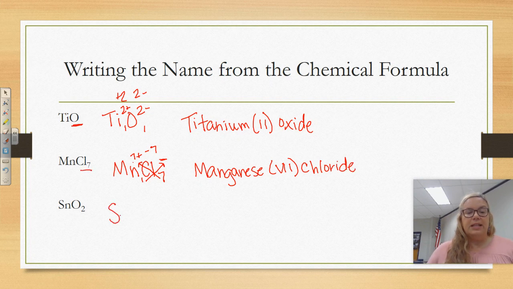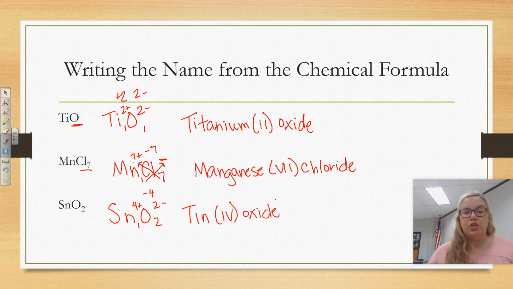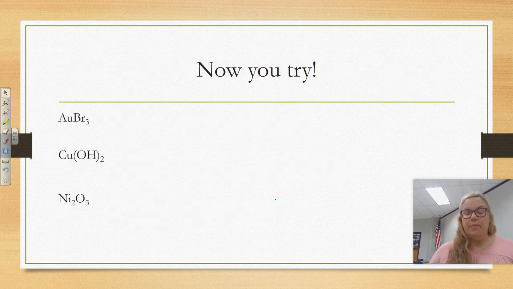Okay, the last one is tin oxide. So I know my charge on oxygen's at 2 minus, but I have 2 oxygens here. So I take 2 times a -2 and I get a -4 overall. If I have 1 tin, 1 times what's going to be a +4? Well, I'm going to have to multiply it by a +4. So then I would have tin 4 oxide. Again, the Roman numeral is the charge on the transition metal. Now you try, pause the video, give it a try, and come back and I'll help you.